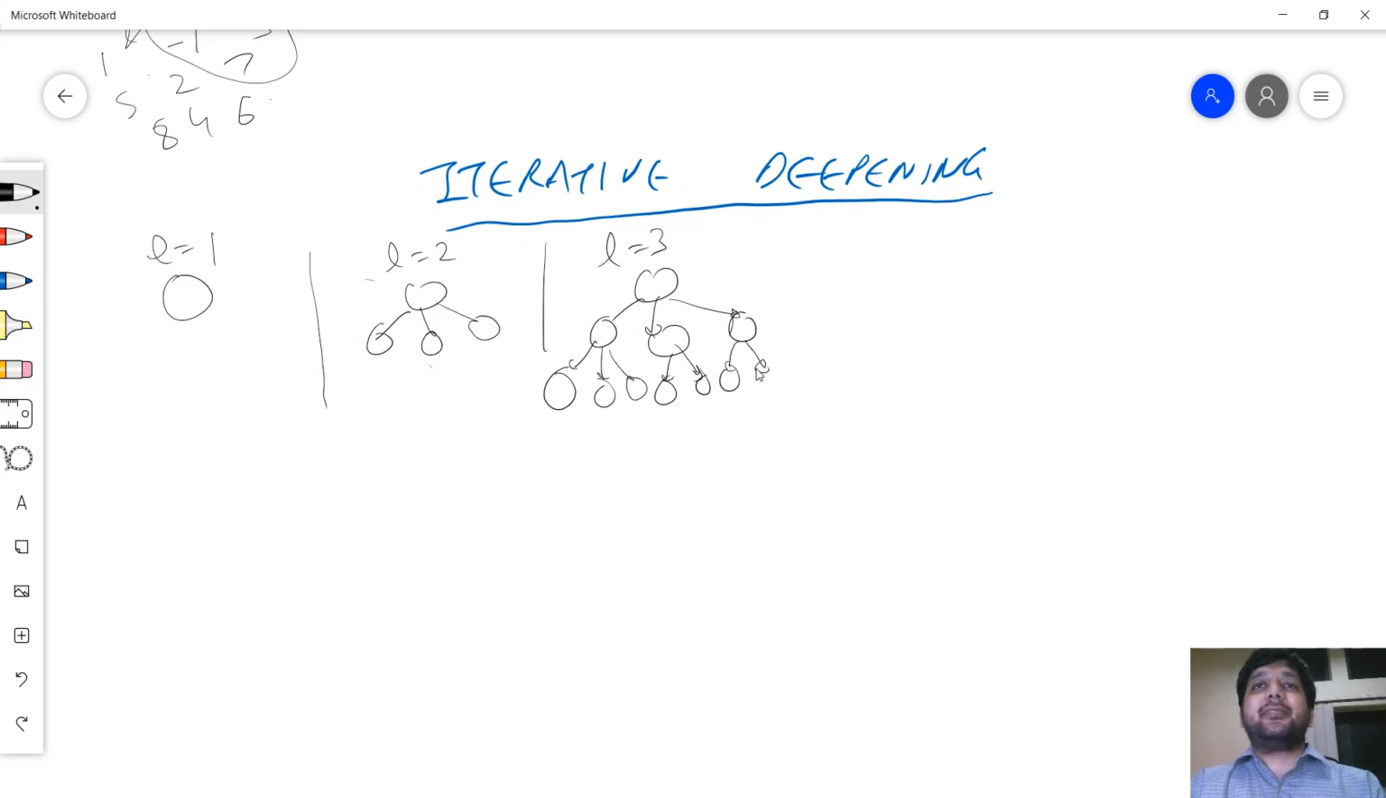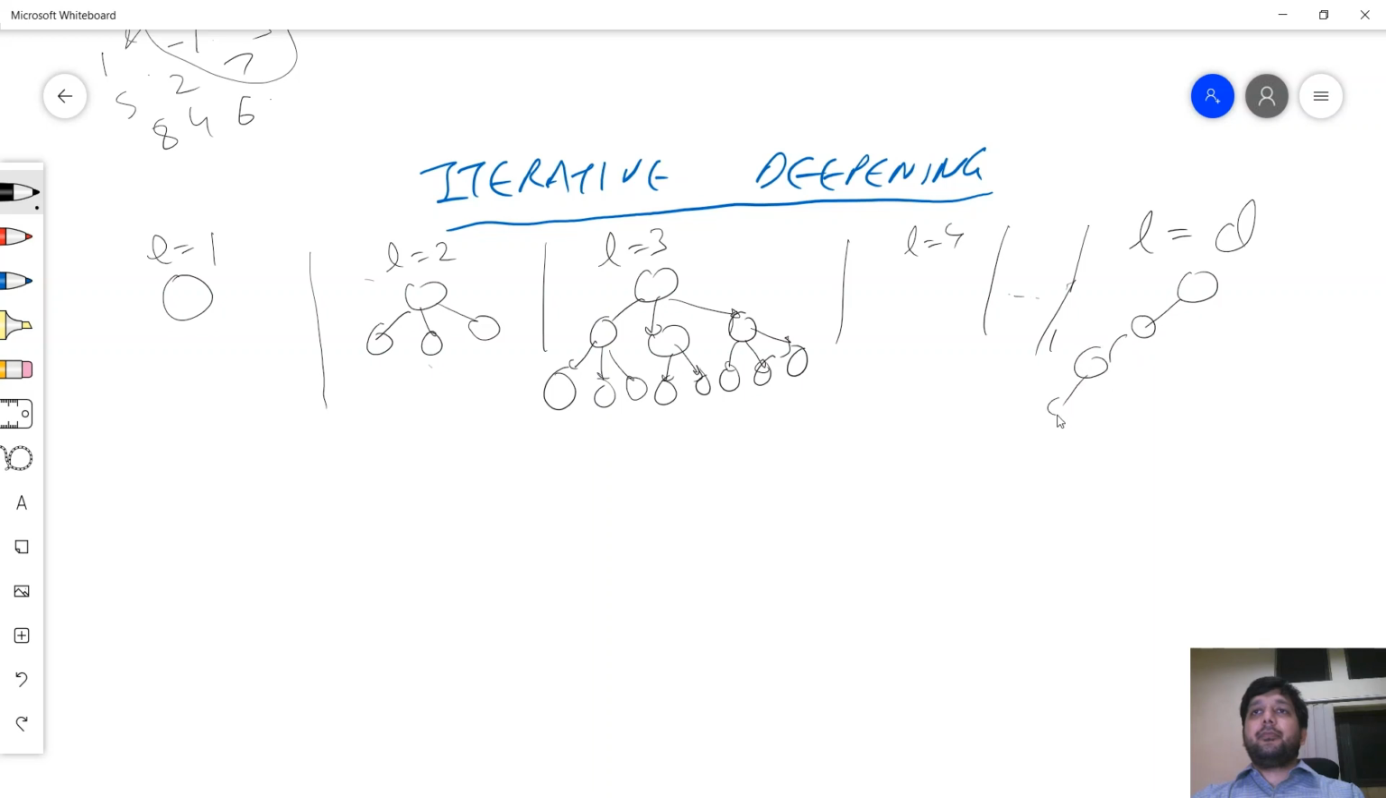I still don't get the solution. Make another guess. L is equal to 4. Keep on making such guesses. Eventually what will happen is you will make a guess which is L is equal to D, and the good thing about D is that a goal is here. And eventually you will get this goal.